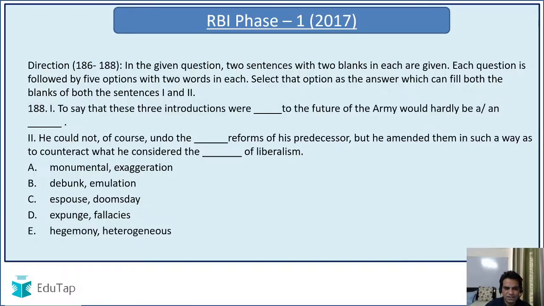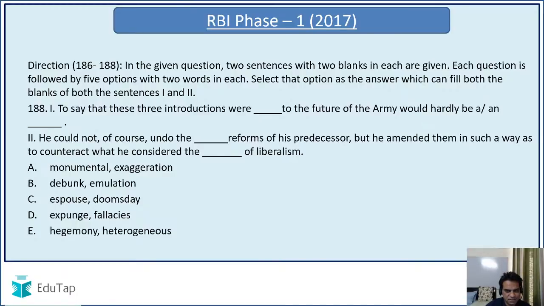To say that these 3 introductions were dash to the future of the army would hardly be a or an dash. And he could not, of course, undo the dash reforms of his predecessor, but he amended them in such a way as to counteract what he considered the dash of liberalism. All right. To say that these 3 introductions were monumental to the future of the army would hardly be an exaggeration. Were debunk, were espouse, were expunge, were hegemony. Yes, guys. What should be the correct option here?